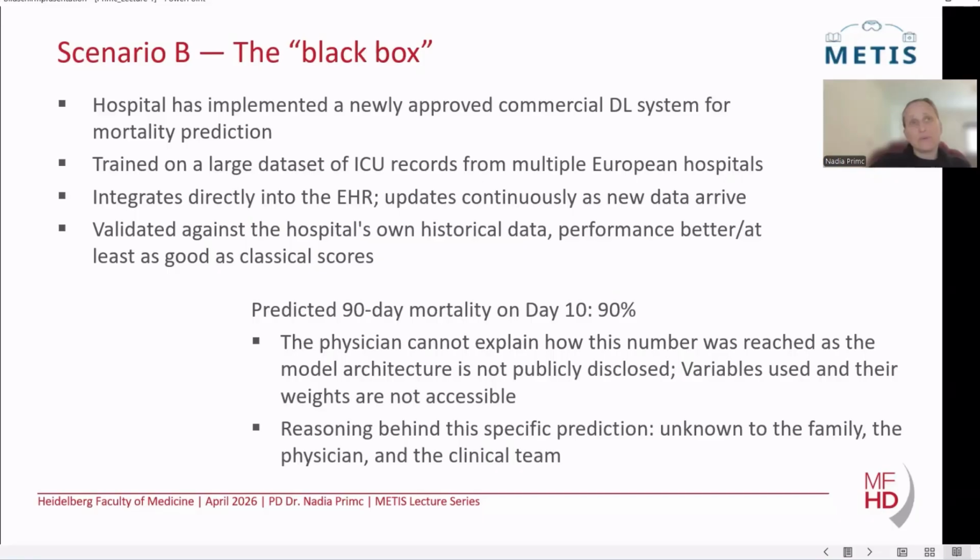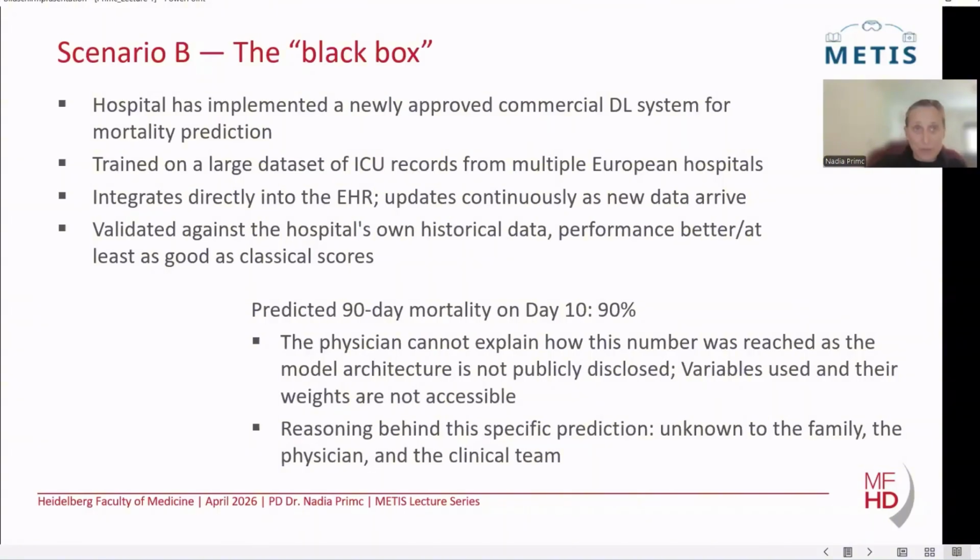In the second scenario, the hospital has recently introduced a machine learning system for predicting mortality. This machine learning system has been developed by a biotechnology company together with clinical researchers, and it has already been approved for clinical use. That's why the hospital has been able to acquire it and to implement it in clinical practice. The system was trained on a large number of ICU patient records from hospitals all across Europe.